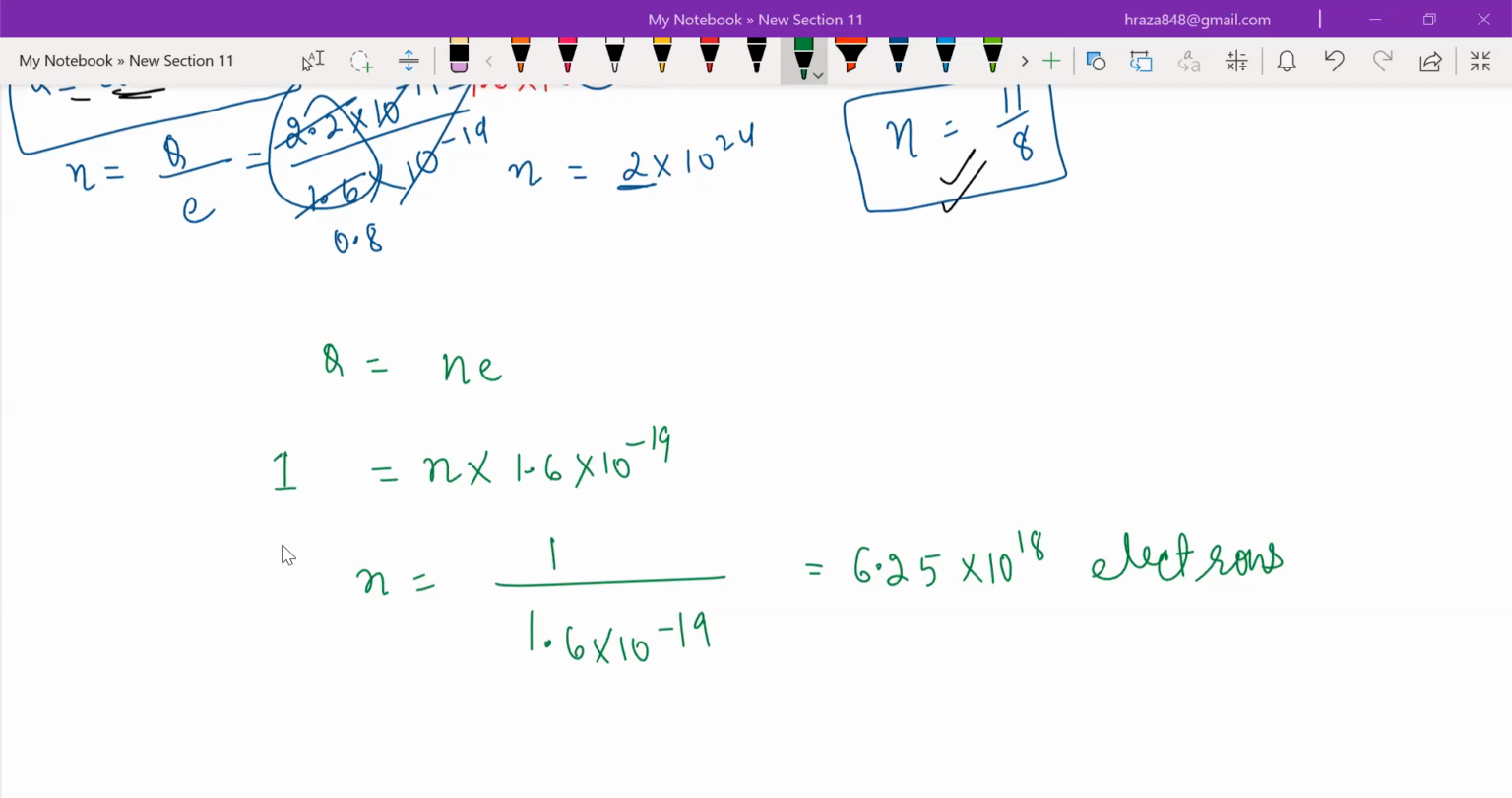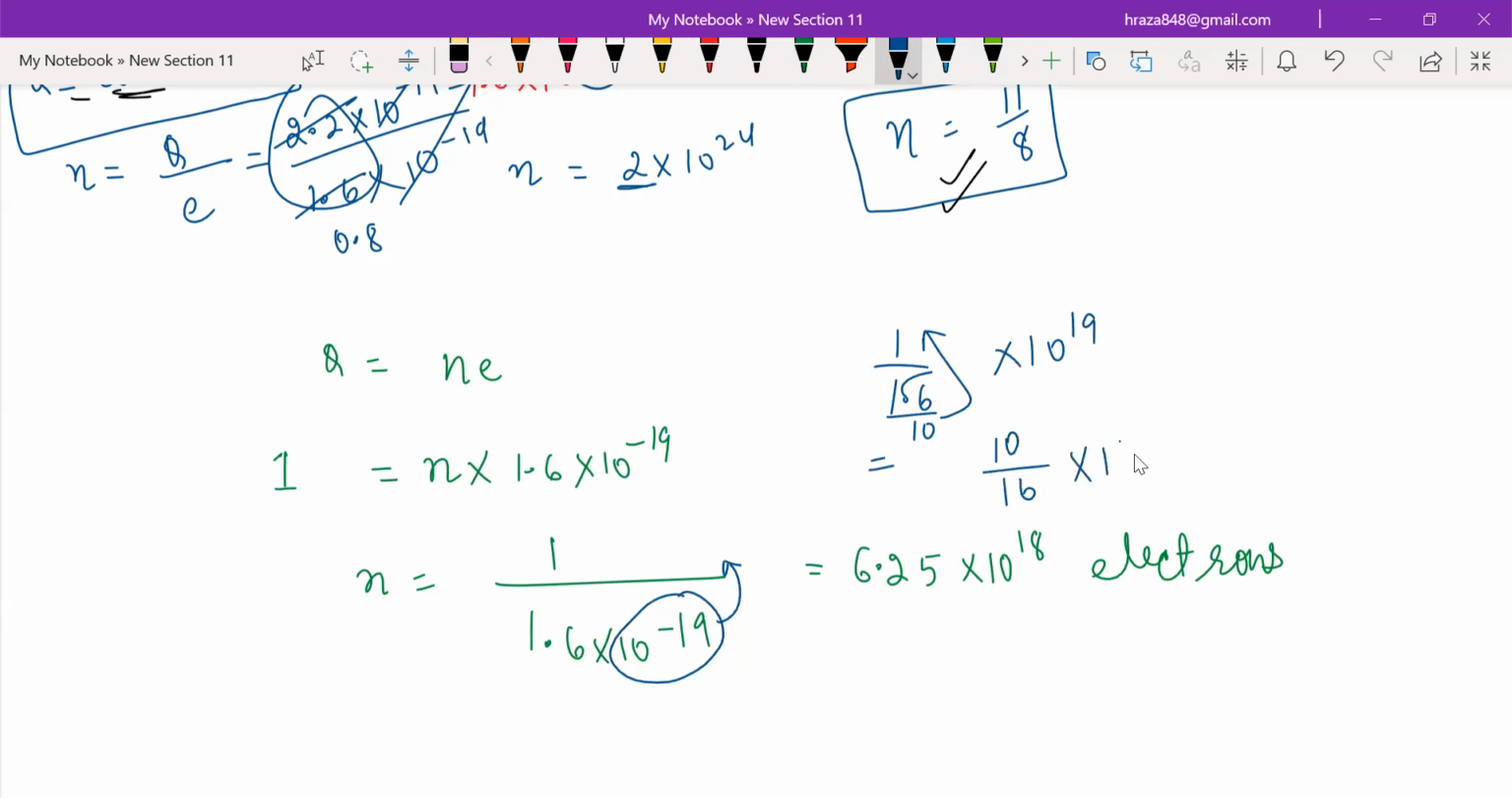Then how did we get 6.25? Could you just, when you are going to divide it, you can see 1 upon 1.6. See, 10 raised to the power 19, when it moves up, it will be positive, right? If you remove this decimal, it will come here as 10, and it will eventually go in the numerator like this.